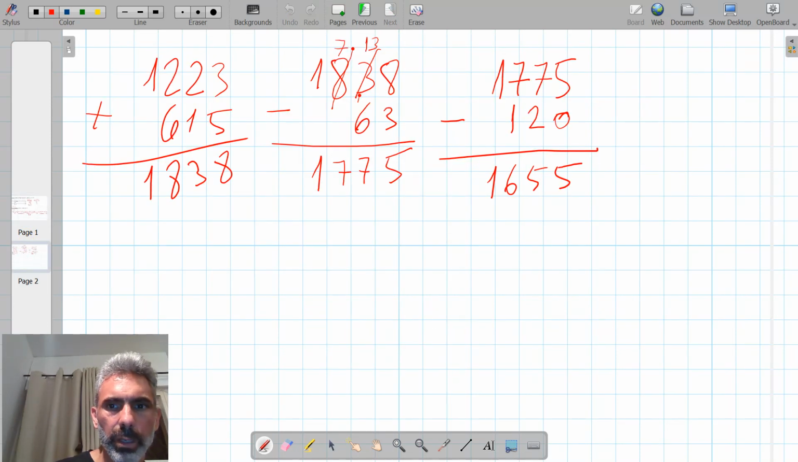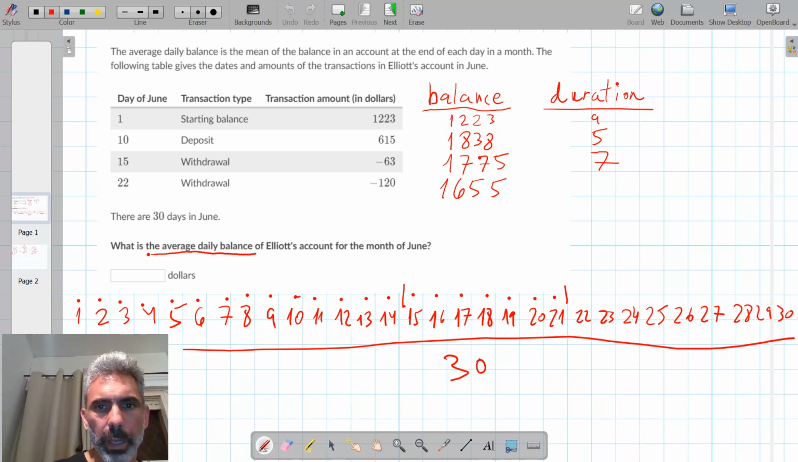Okay, let me verify again. 5 minus 0 is 5, 7 minus 2 is 5, 7 minus 1 is 6, and 1 minus 0 is 1, so 1655. And this balance has stayed the same until the end of June, and there are 9 days from June 22nd until June 30. Don't make a mistake here, because 30 minus 22 is 8, but we need to calculate also June 30, because on June 30 the balance hasn't changed.